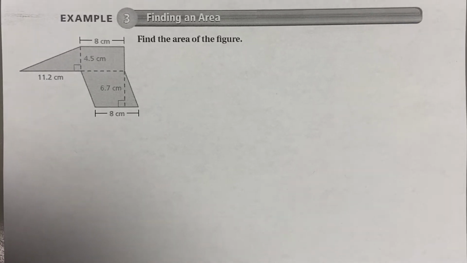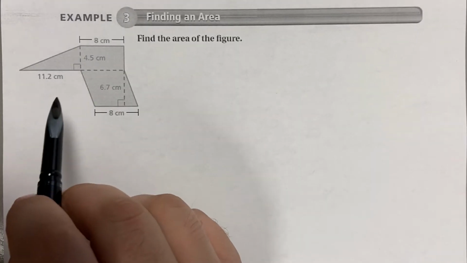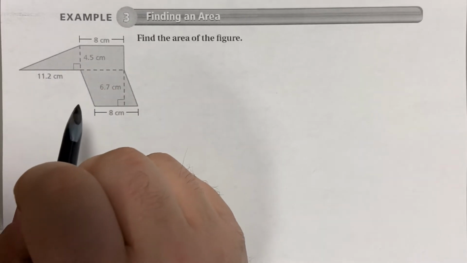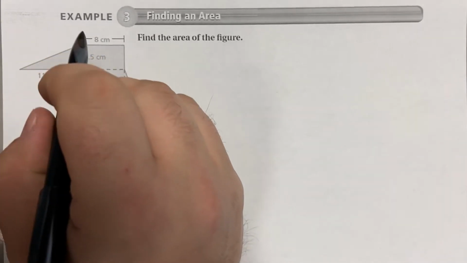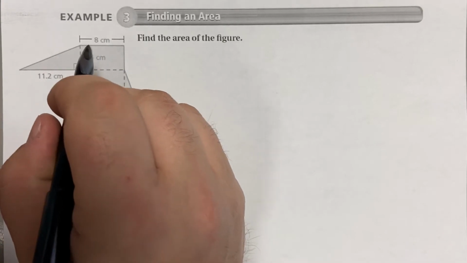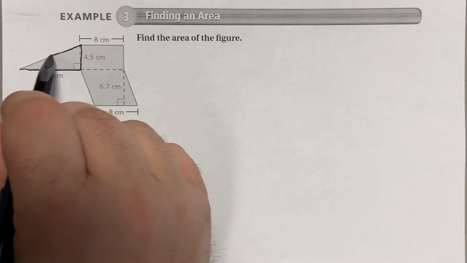Today we're talking about finding an area, and this is going to be for a composite figure. Over here we have a composite figure, meaning it's made up of multiple shapes. And those shapes should be ones that we do have or know the formula for to be able to find area. So first one I see, triangle.